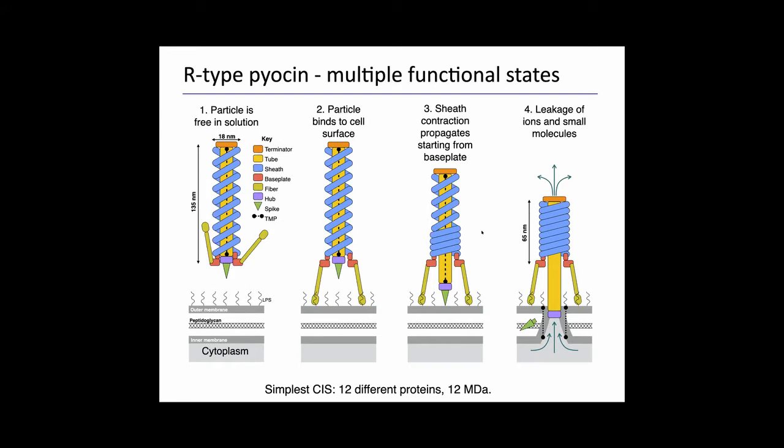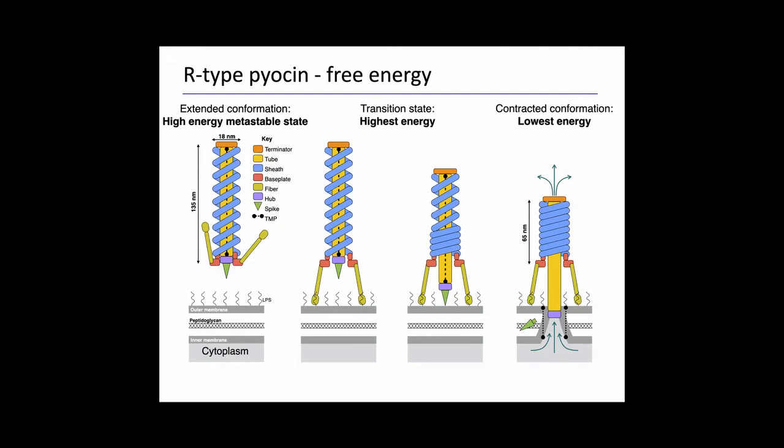It's only 12 megadalton. Now, in terms of free energy, we know this is a high energy metastable state, and this is a low energy metastable state. These two are, again, very easy to capture experimentally. And why is it a high energy metastable state? Because if you keep this particle long enough, all of them will be like that. Or you can mishandle it a little bit, and it goes to the contracted state.